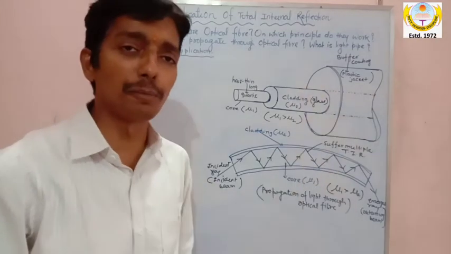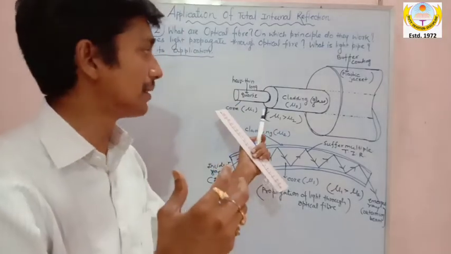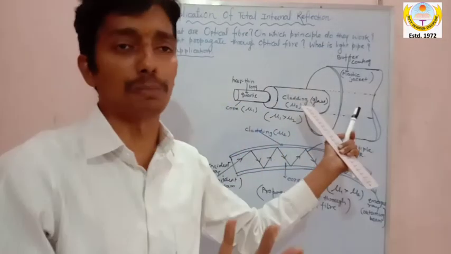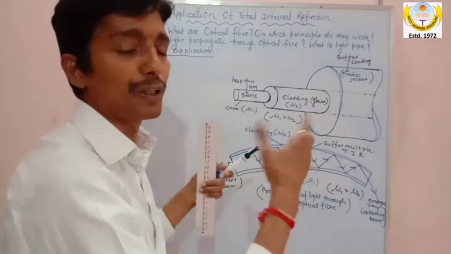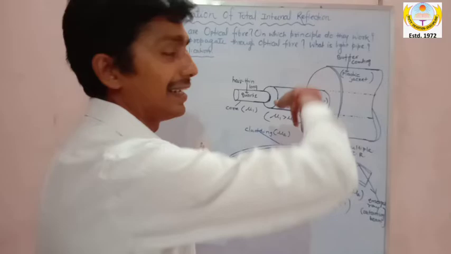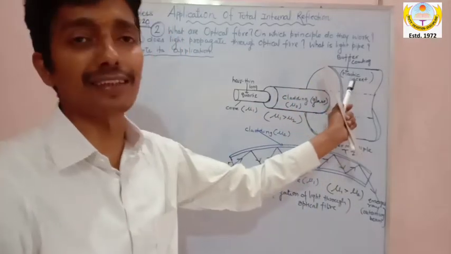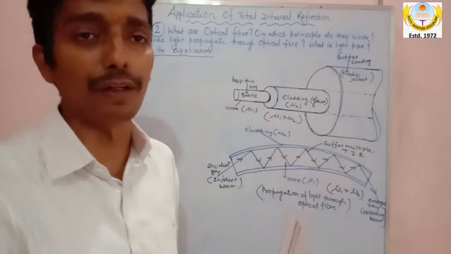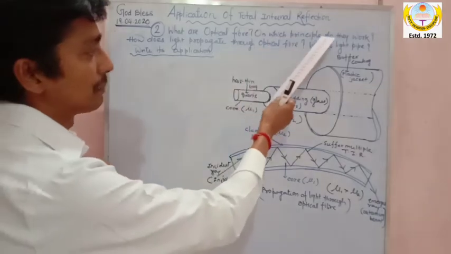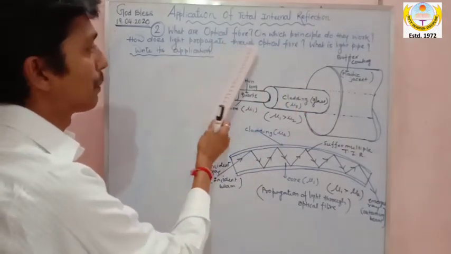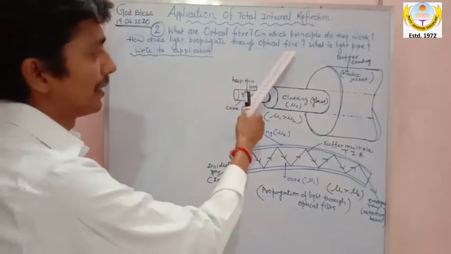Why are we doing this buffer coating? To provide extra strength and safety to the optical fiber, we are putting the core and cladding inside a plastic jacket. This gives extra support to the core and cladding. So the question is, what are optical fibers? On which principle do they work? How does light propagate through an optical fiber?